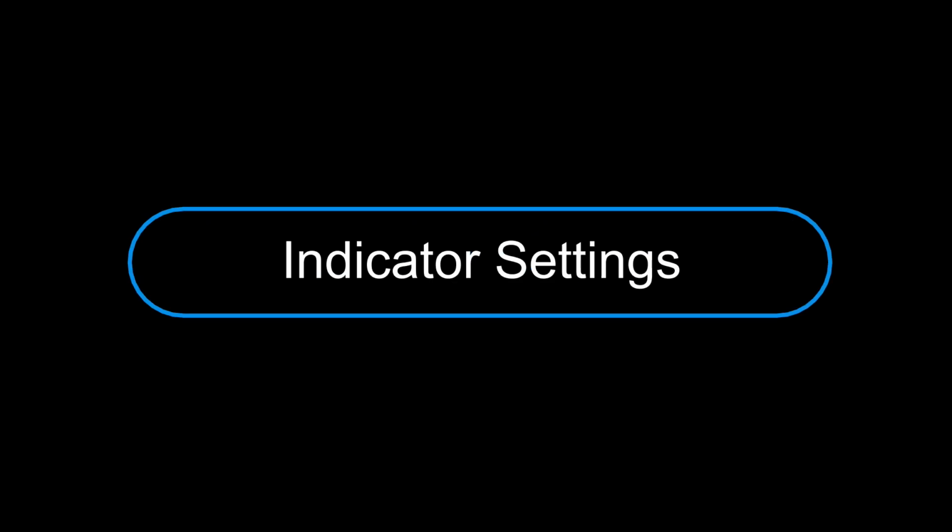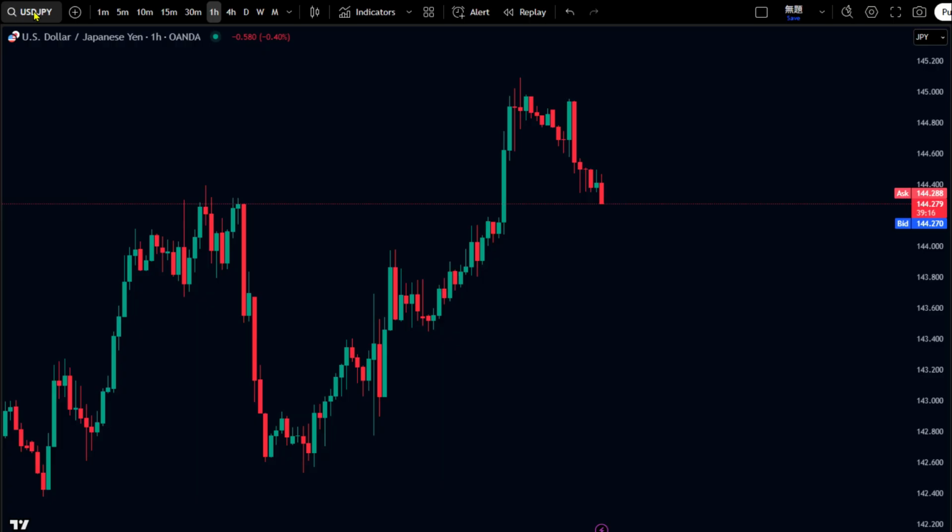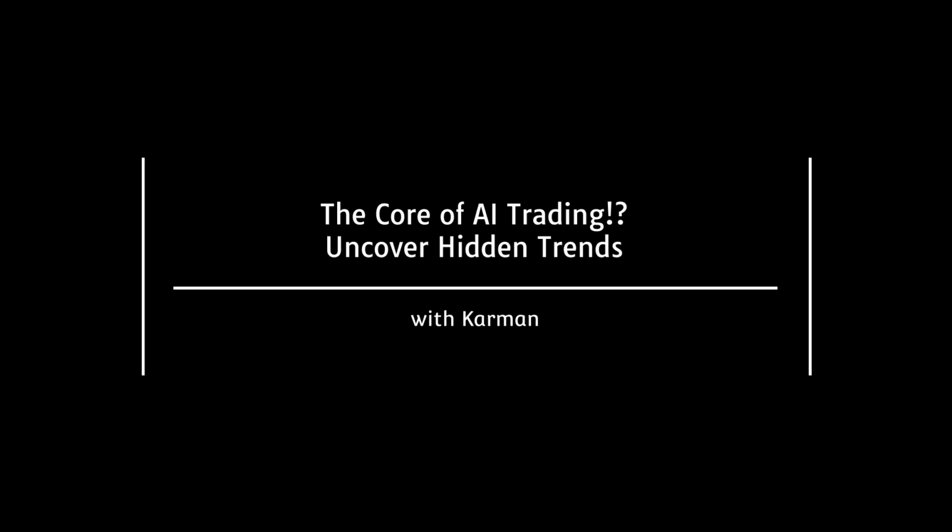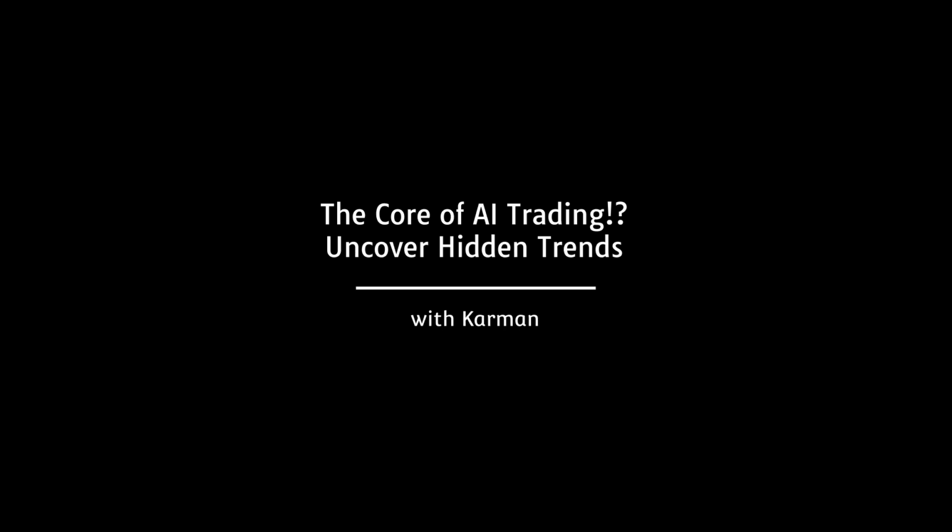Indicator settings. First, let's set up the chart. Currency pair USD/JPY, and we'll be using the 1-hour time frame. The core of AI trading. Uncover hidden trends with Kalman.